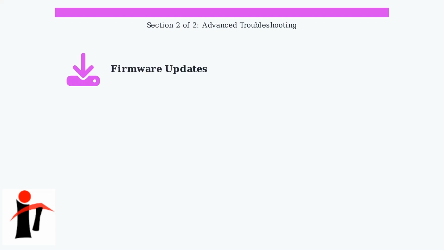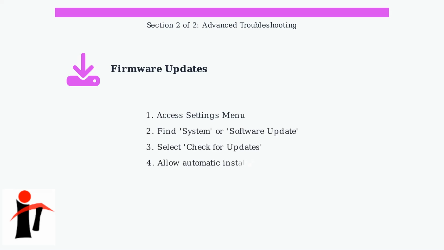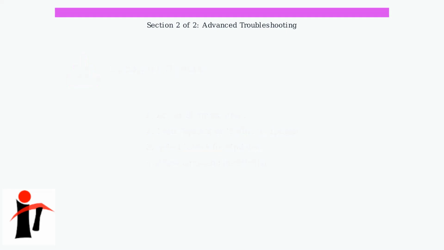First, ensure your TalkTalk box has the latest firmware updates. Outdated firmware is responsible for many compatibility and performance issues. Navigate to your box's settings menu and look for system or software update options. Most TalkTalk boxes allow you to manually check for and install updates.